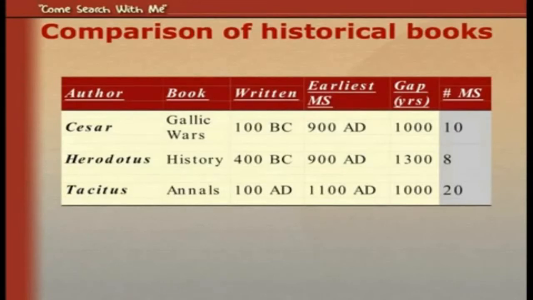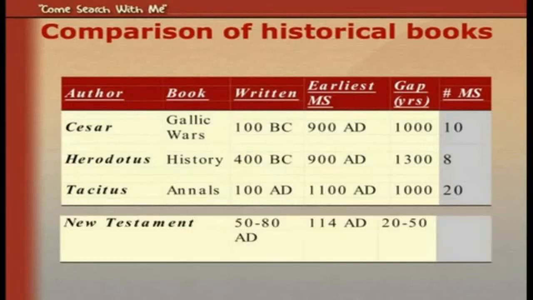Nobody questions it. Same with Herodotus' history. It was written in 400 BC. Earliest manuscript we have in our hands is 900 AD. A gap of 1,300 years. And still we accept it as historical. Tacitus' Annals, 1,000 years is the gap. When it comes to the New Testament, I compared that because that was looking like in front. The New Testament, the gap is only 20 to 50 years, and in fact less than that.